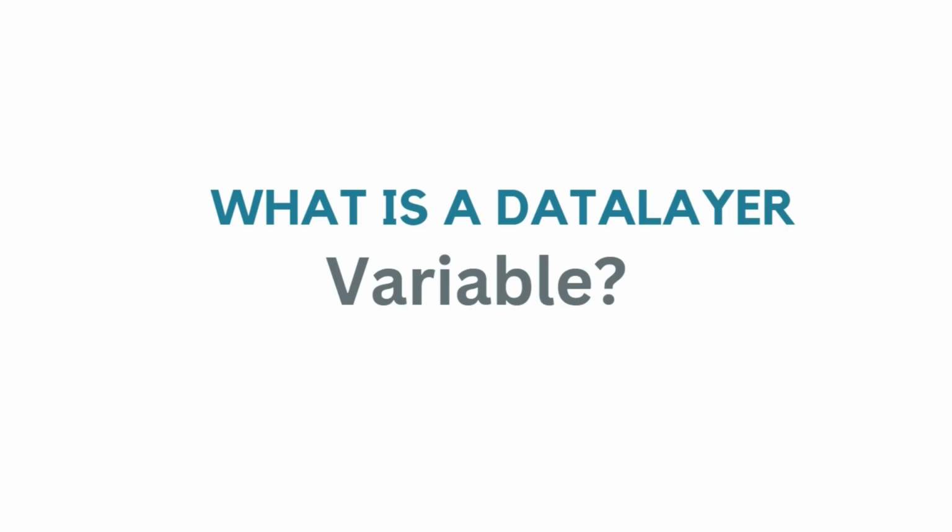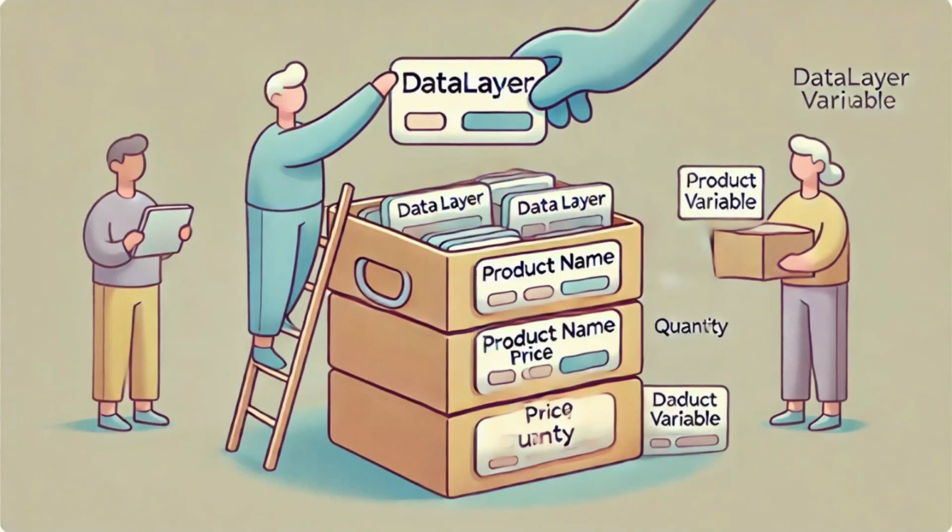And what is a data layer variable? A data layer variable is how Google Tag Manager reads information from the data layer. Imagine you have a big storage box filled with data. If you want to grab a specific piece of information like product name, you use a data layer variable to fetch it.